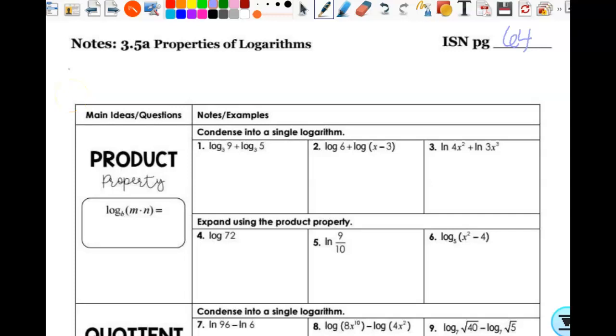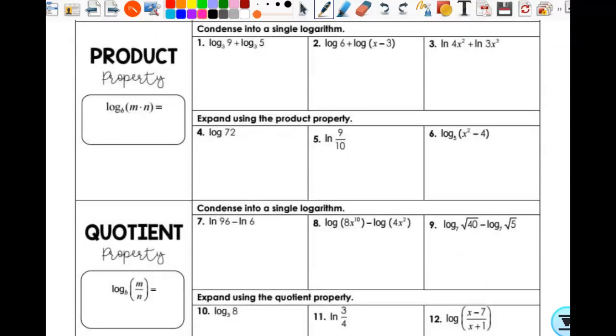Alrighty, let's go on page 64. When we are done, we are going to look at the properties of logarithms, some ways to condense and expand them so that we can use this to solve logarithmic equations.